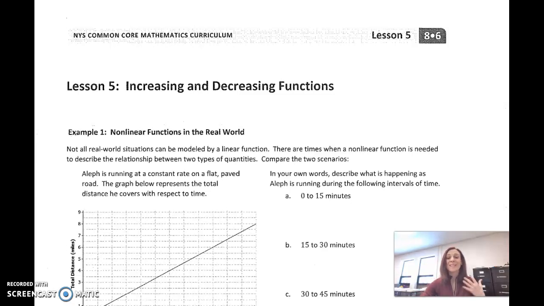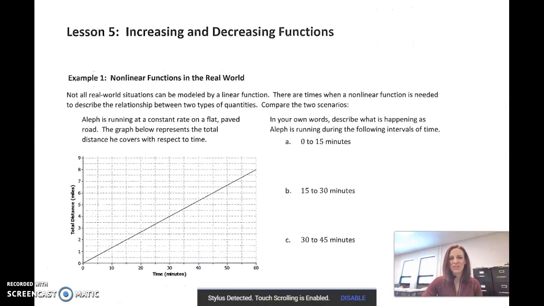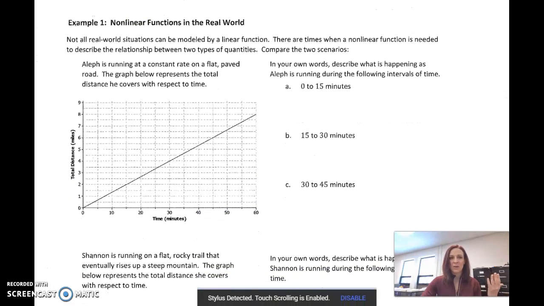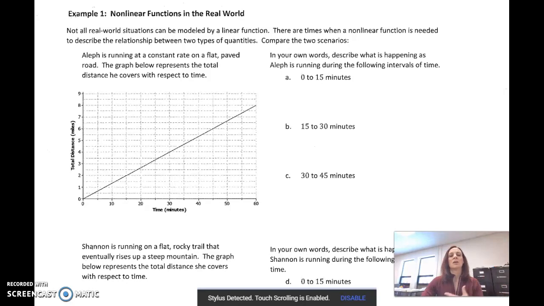In lesson 5, we're going to continue talking about increasing and decreasing functions, but like with everything we've been doing, we're going to add a little bit more to it. The last lesson, we focused more on linear equations. We're still going to do that this lesson, but we're also going to start working on some nonlinear equations. So let's look at a couple examples. Remember, with everything we're doing, we're basically trying to read graphs and make sense of them.